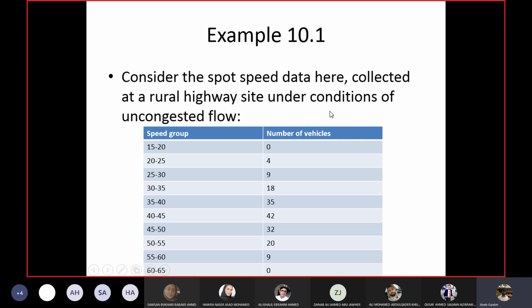So for a rural highway, they collected spot speed data in uncongested flow condition, which is the main condition, right? That the flow should be uncongested. I gave you the value as well. It should be less than 500 vehicles per hour per lane. For collecting the spot speed data, this is the condition. You can see the speed groups and you can see the number of vehicles in each group. Now for this data, they are giving certain things to be done.